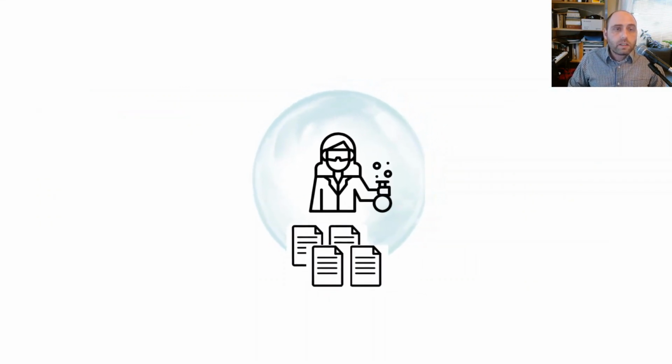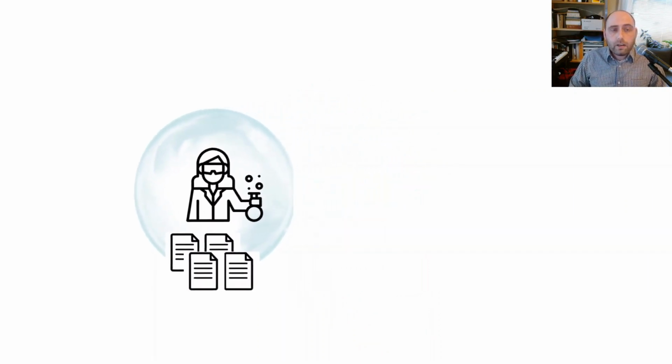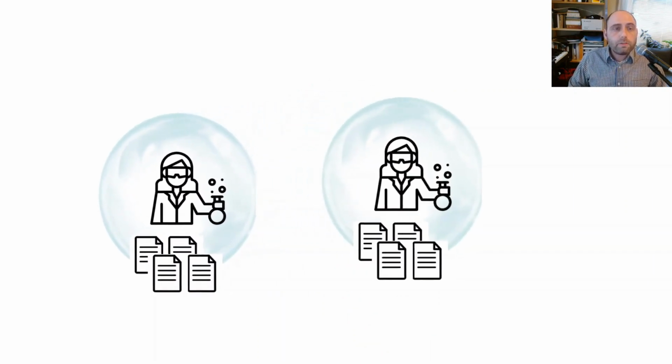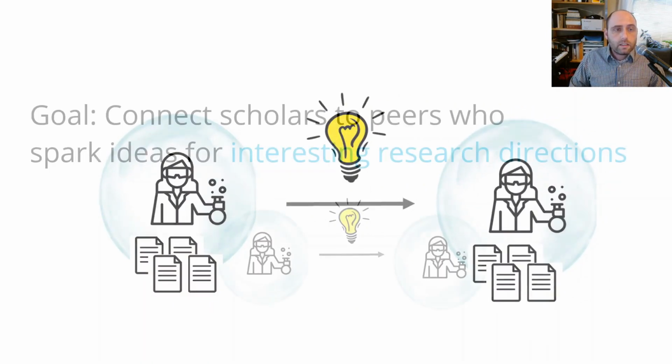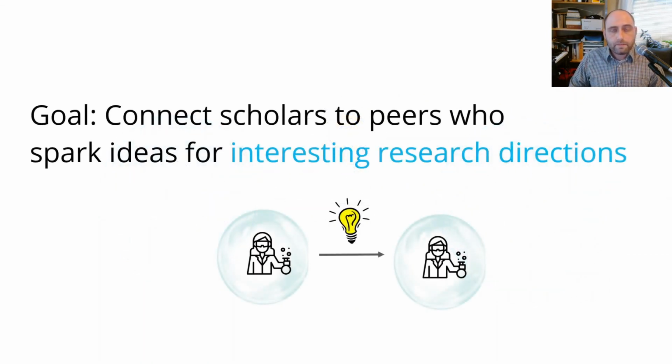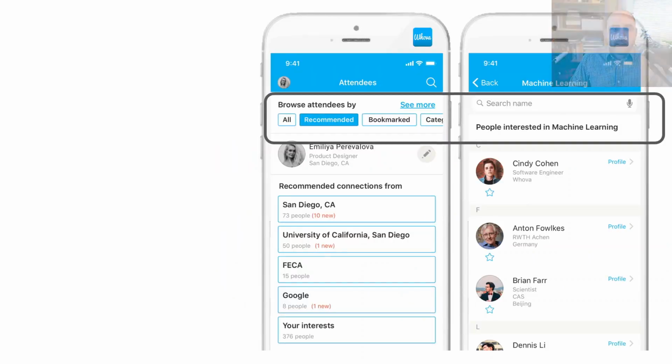Our goal in this work is to connect scientists to peers outside their bubbles, to help find fellow researchers who spark new research ideas. An existing example of an author recommendation system in the real world is a conference app that recommends people you may be interested in meeting based on shared interests. For example, if you're both interested in machine learning.